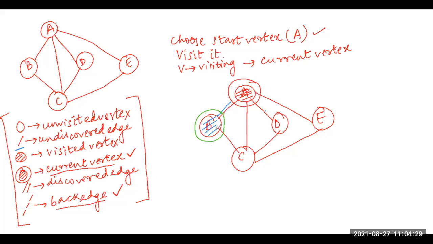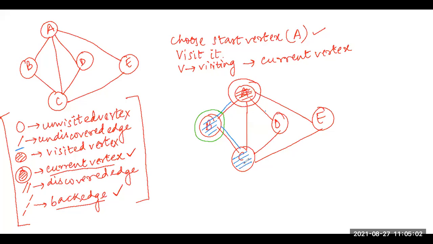Now, when I try to look for that, first I will change B to my current vertex. Now, B is my current vertex. From B, what are the edges you can reach? C, which is an undiscovered edge. Only this one, right? This is already a discovered edge. Whenever we get an undiscovered edge, we need to see whether the vertex is unvisited or not. Yes, C is unvisited. So we change this to a discovered edge and we change this vertex to a visited vertex.